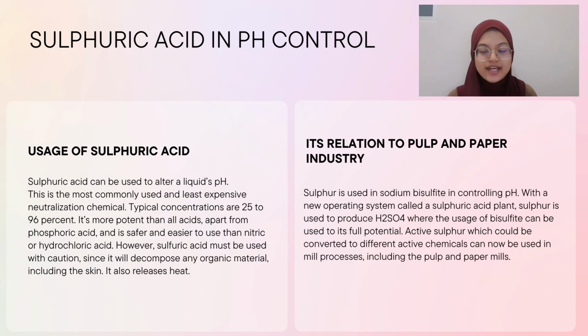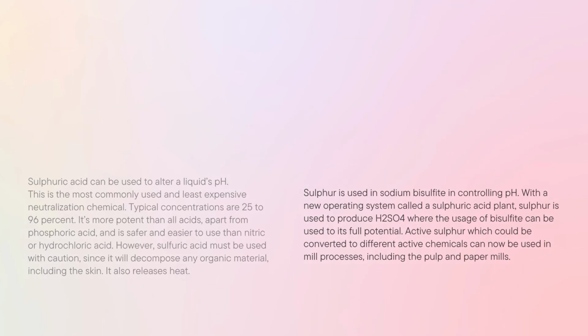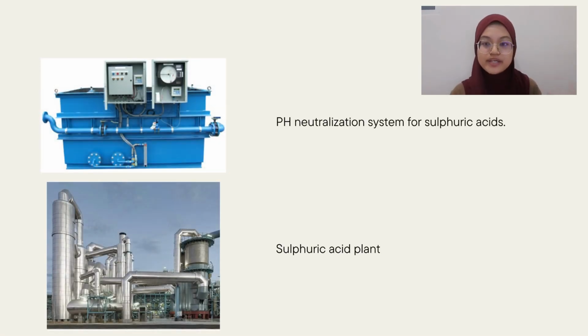Next, sulfuric acid can also be used to alter a liquid's pH. This is the most commonly used and least expensive neutralization chemical. The relation to the pulp and paper industry is that sulfur is used in sodium bisulfate for controlling pH. In the sulfuric acid plant, active sulfur can be used in mill processes, including the pulp and paper mills. Here we have a picture of a pH neutralization system for sulfuric acid and also a sulfuric acid plant.